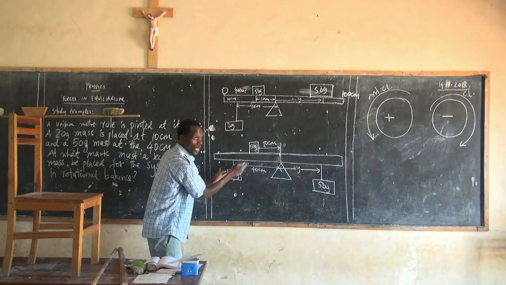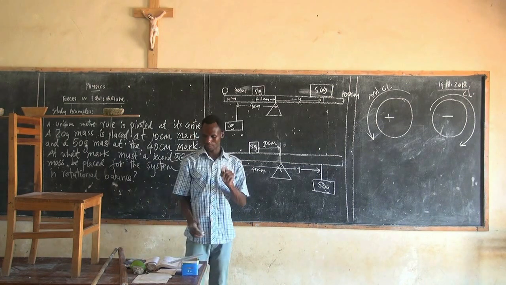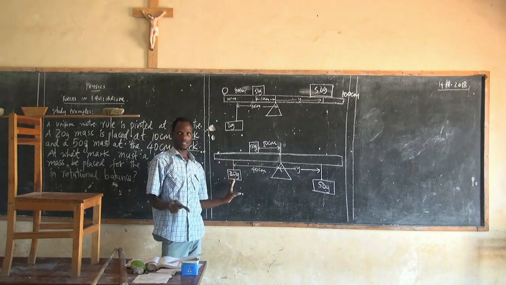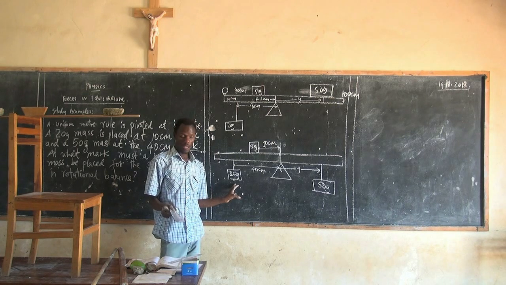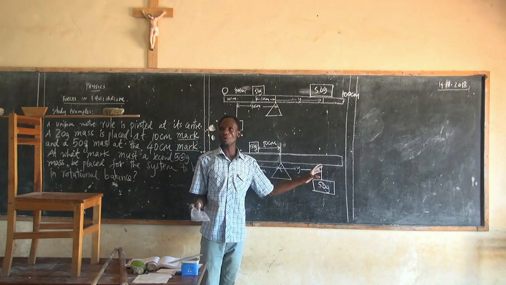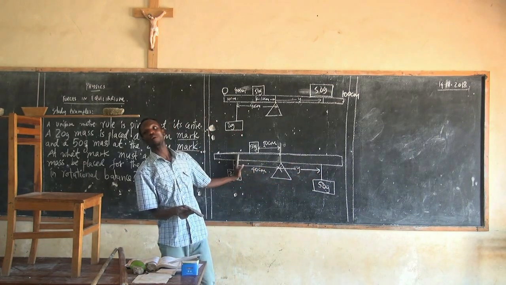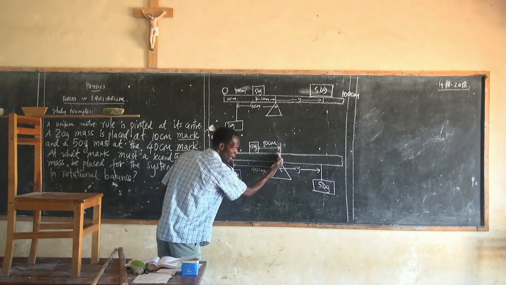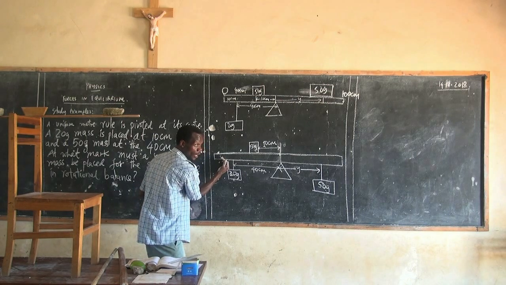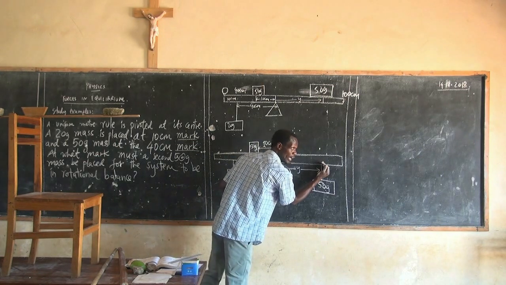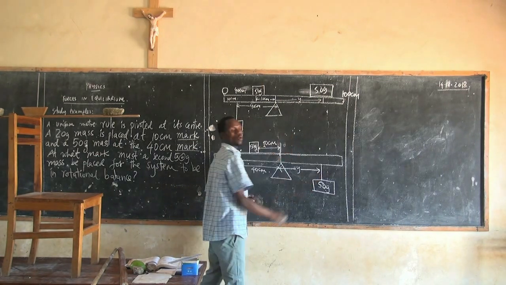Now, from here, we have simple things. We have two alternatives. According to the principle of moments, the sum of clockwise moments is equal to the sum of anti-clockwise moments. It means the moments that will stand on this side, no matter how many they are, and the moments which will stand on this side, no matter how many they are, are equal.